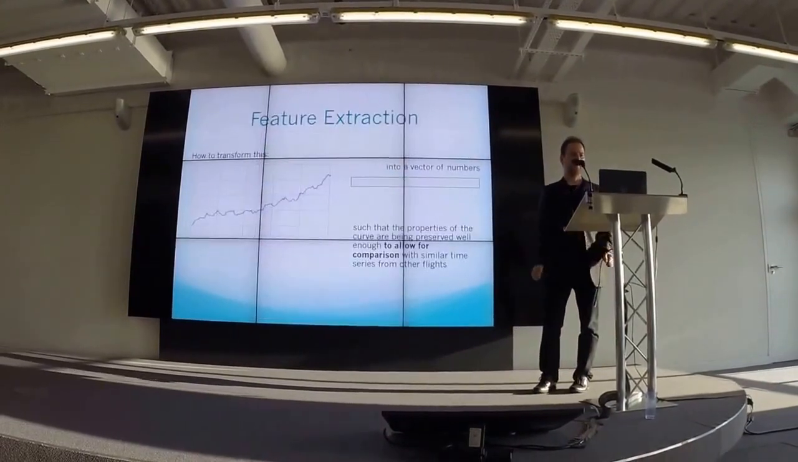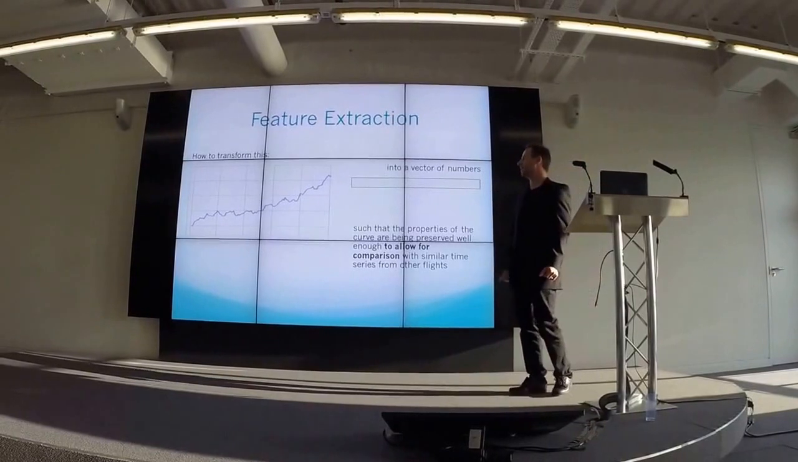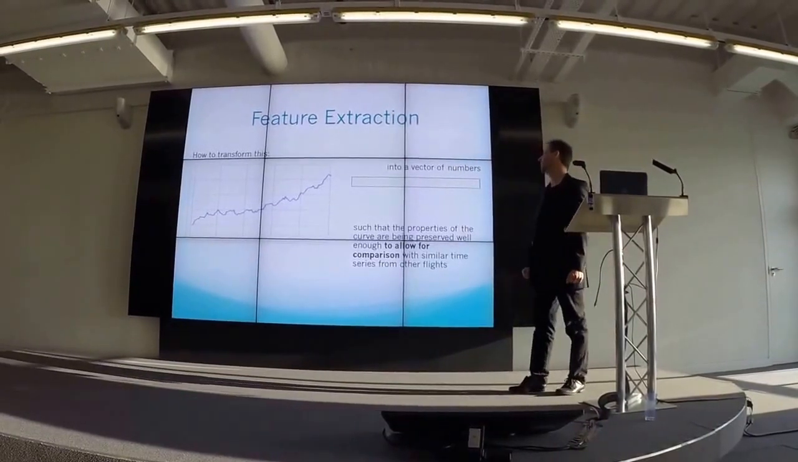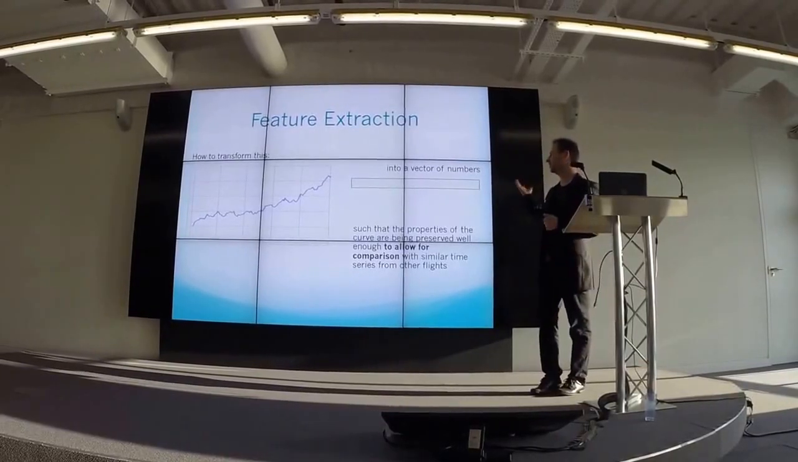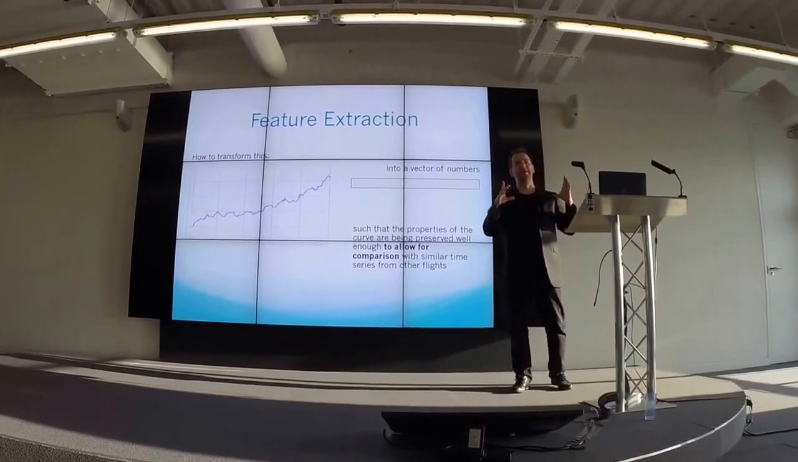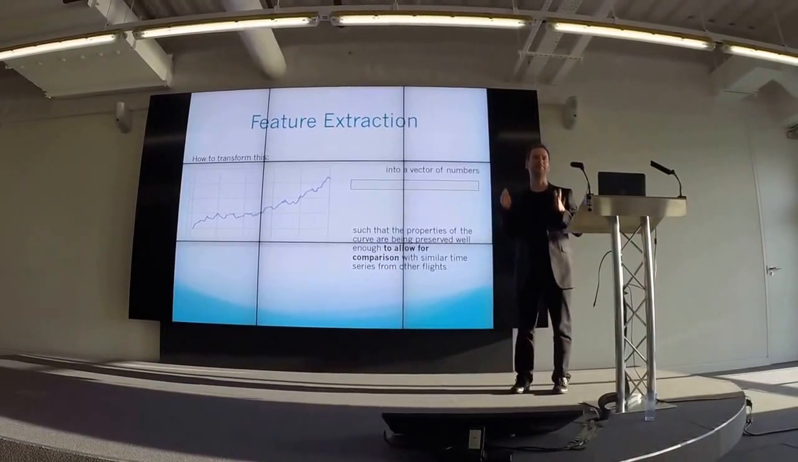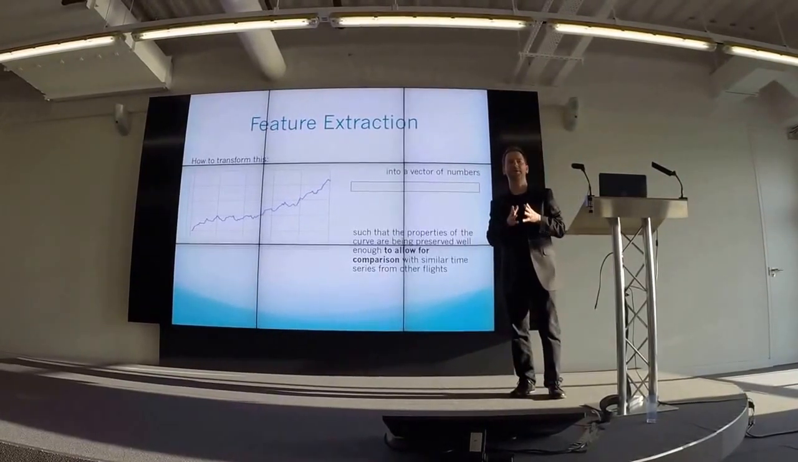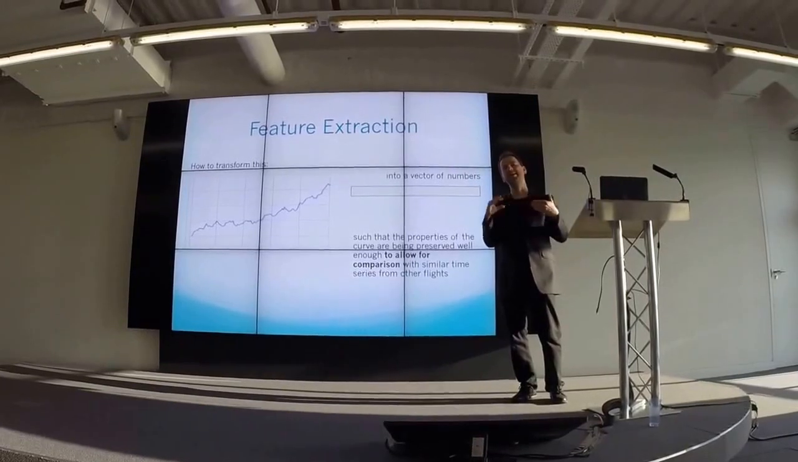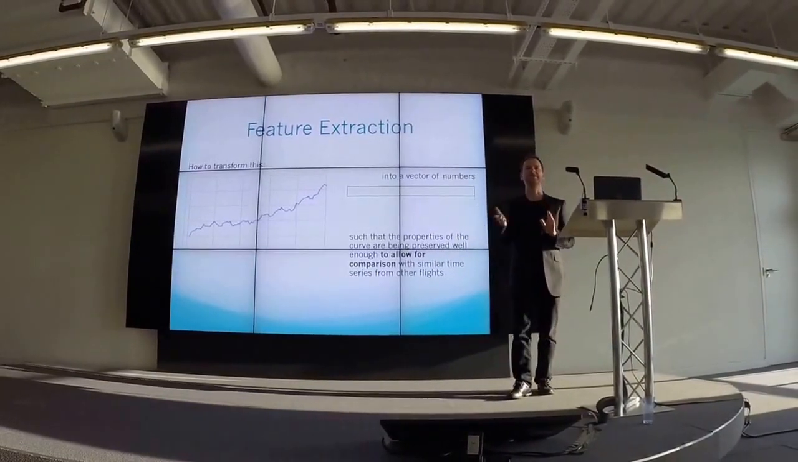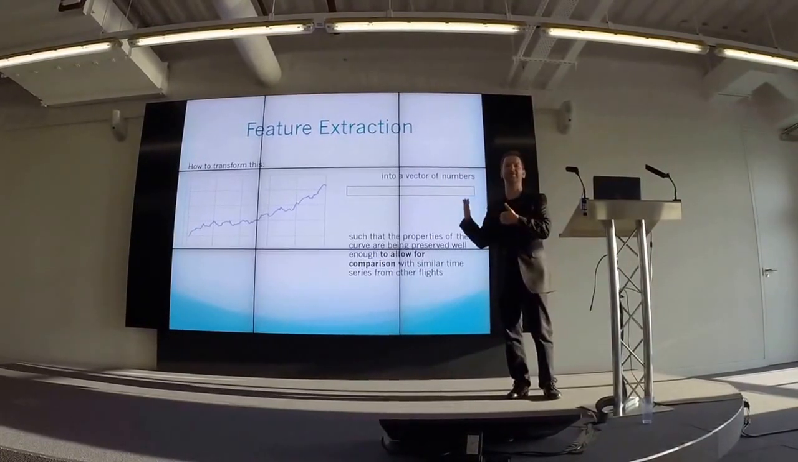So the first thing is feature extraction. How do I transform that time series into a vector of numbers such that the properties of this curve are captured by this fixed vector of numbers, in such a way that it allows me to compare this curve against other similar time series coming from other flights, in order to detect whether this was atypical or not?